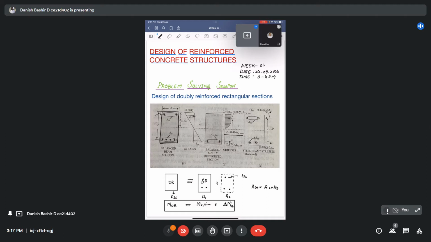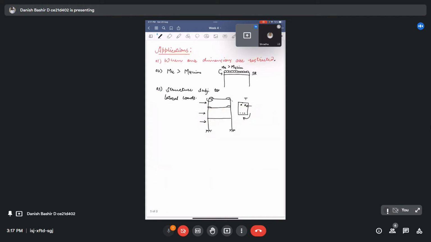And here the lever arm will be d minus d dash. Now this d dash will be the effective cover from this side. This will be d dash. So now how will we calculate the force carried by this ASC? This will be simply like this.